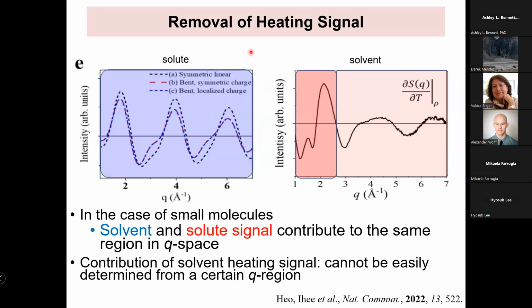However, the situation is quite different for small molecules. In this case, both the solute and the solvent are not localized in a specific region in the Q space, but contribute all across the Q regions, as shown here. Therefore, unlike in the case of proteins or macromolecules, it is not possible to determine the contribution of the solvent by examining a specific region in the experimental data.